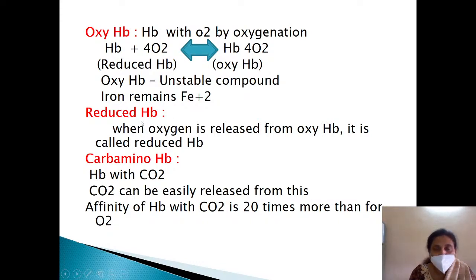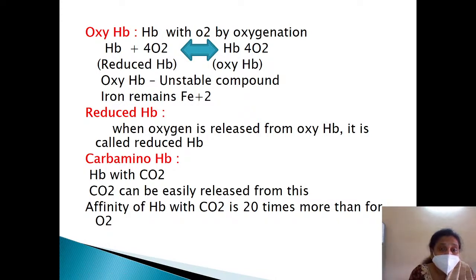Then the next form of normal hemoglobin derivative is reduced hemoglobin. When oxygen is released from oxyhemoglobin, it is called reduced hemoglobin. And here, the next one is carbaminohemoglobin. Carbaminohemoglobin means it is a derivative of hemoglobin with carbon dioxide.